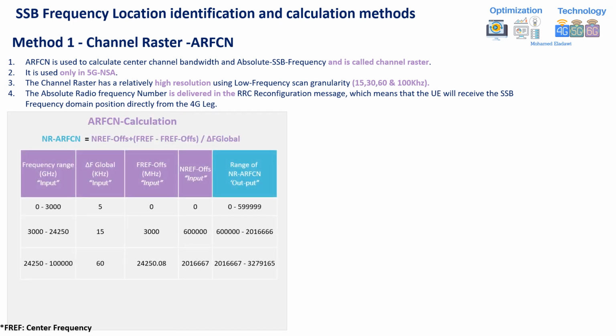ARFCN calculation uses the below standardized 3GPP table and formula. 3GPP has defined the calculation in 3 sections to allow higher raster spacing for the higher operating bands.